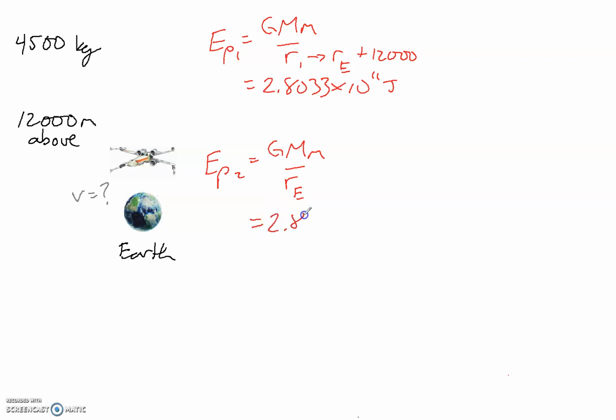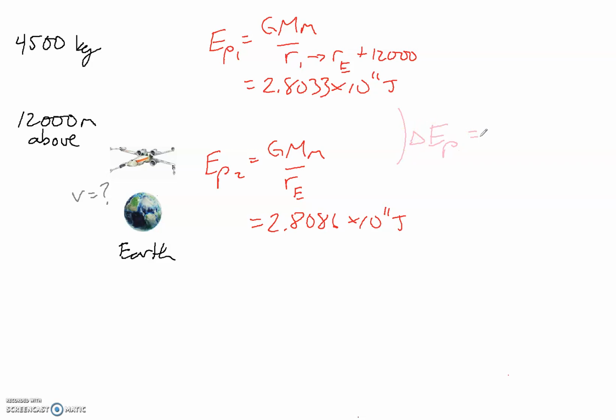Looks like we have 2.8086 times 10 to the 11 joules. So we went from 2.8033 up to 2.8086, so it got bigger. Now, we talked about this before: it's not about how much energy you have, it's about how much your energy changes. The change in energy is super important in this. So we don't really care about how much potential we have here or there. What we want to know is the change in potential energy.